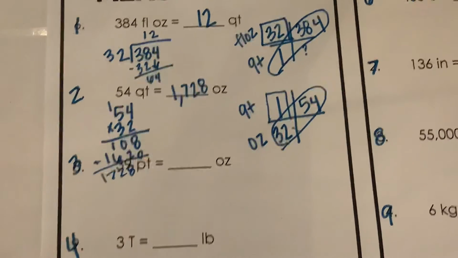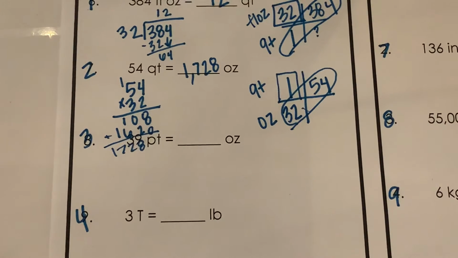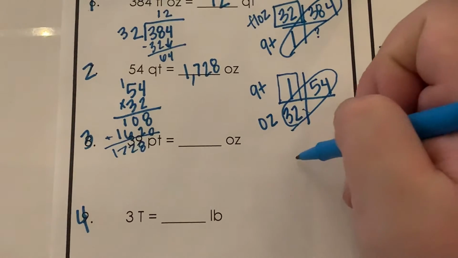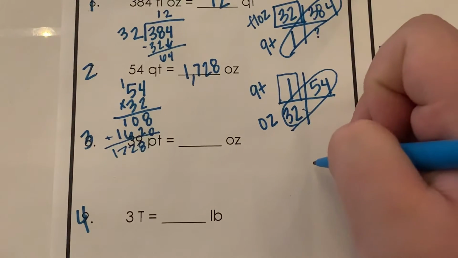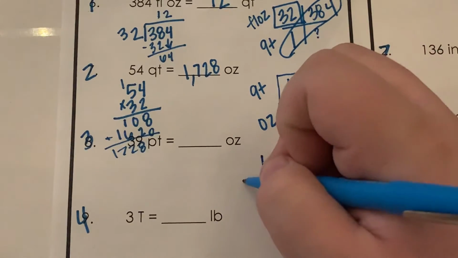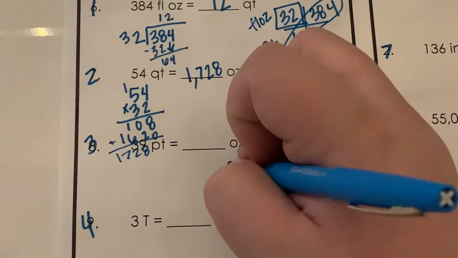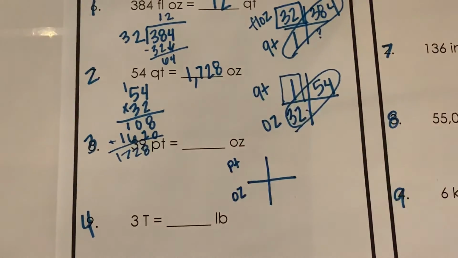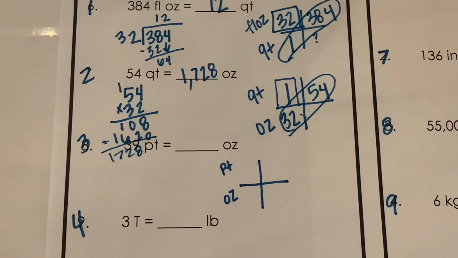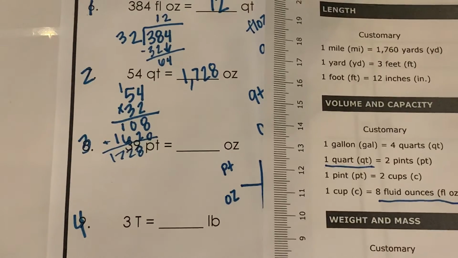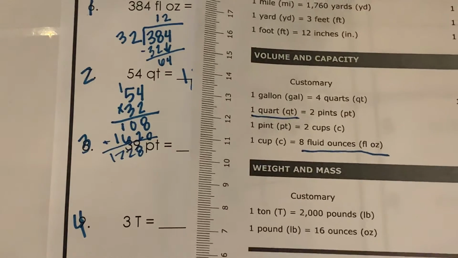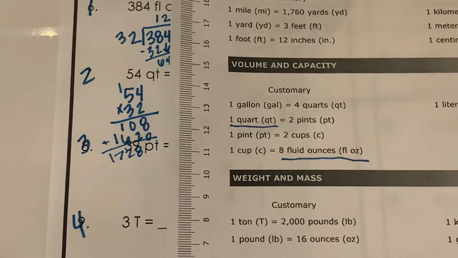Okay, let's look at the next one. So, step 1, what is it? The window. Step 2? Label. What are my labels here? Pints and ounces. Now what do I do? Go to the formula chart. Again, we're under volume and capacity.